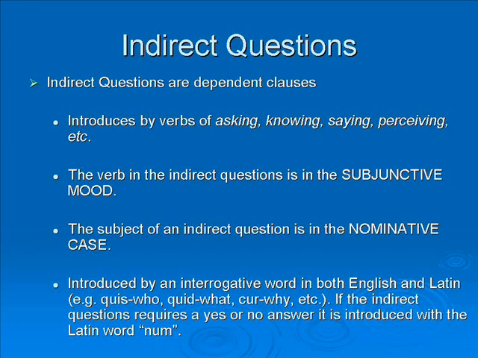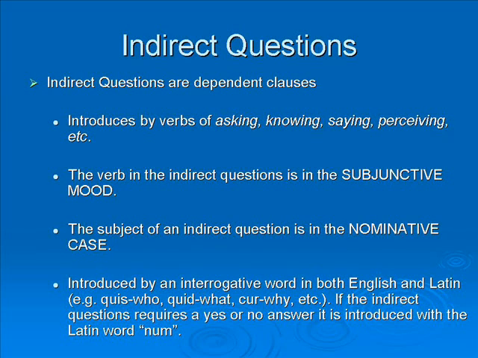Examples: I asked her what she was doing. I can explain what I did. All were thinking, who did this? The main verb of an indirect question is in the subjunctive mood, and the subject is in the nominative case. An indirect question is introduced by an interrogative word in both English and in Latin.